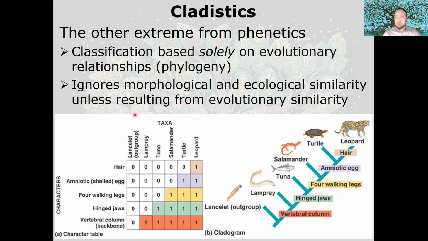So if two organisms happen to fly, and that results from their common ancestor flying, then they're in the same clade. If they happen to fly because they evolved it independently, and we'll talk about that in just a second, then that's not a clade because they arrived at it differently. So the fact that they both fly doesn't matter if their common evolutionary ancestor didn't fly. So this is a cladogram, a relatively simple cladogram. And the way that you read this is we start at the bottom, the most primitive.